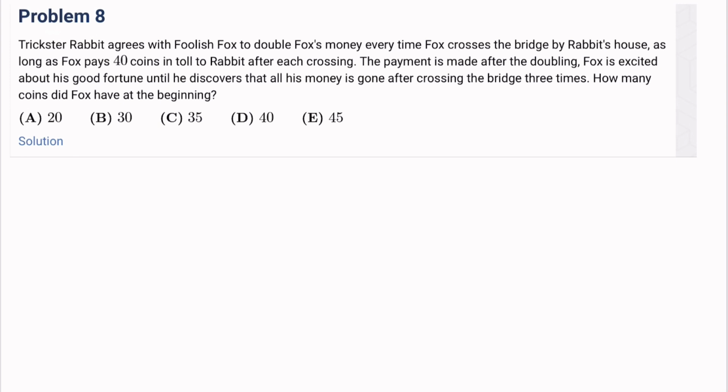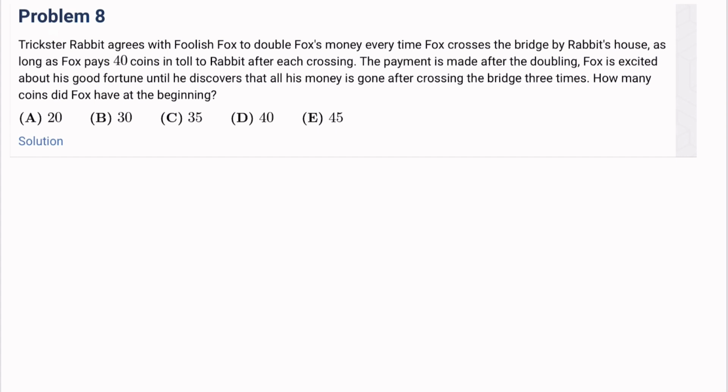Number 8. Trickster Rabbit agrees with Foolish Fox to double Fox's money every time Fox crosses the bridge by Rabbit's house, as long as Fox pays 40 coins in total to Rabbit after each crossing. The payment is made after the doubling. Fox is excited about his good fortune until he discovers that all his money is gone after crossing the bridge 3 times. How many coins did Fox have at the beginning?